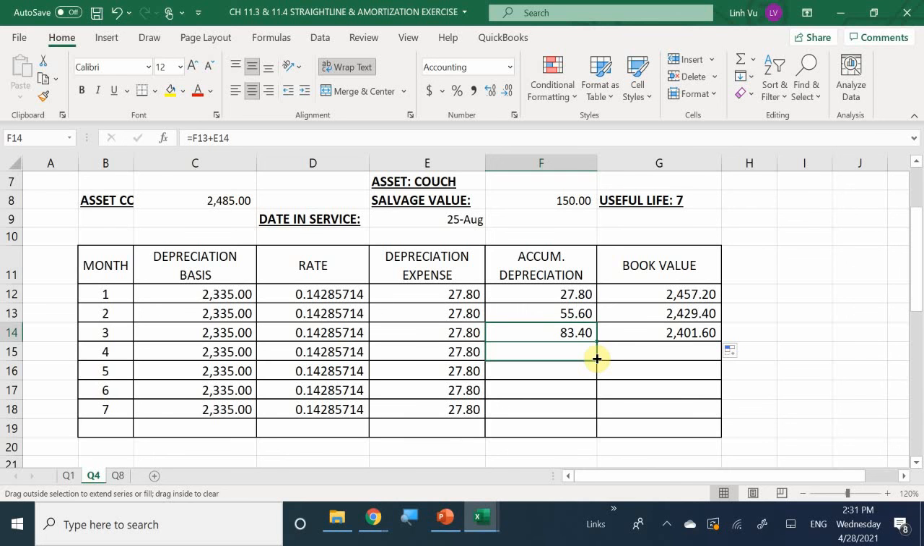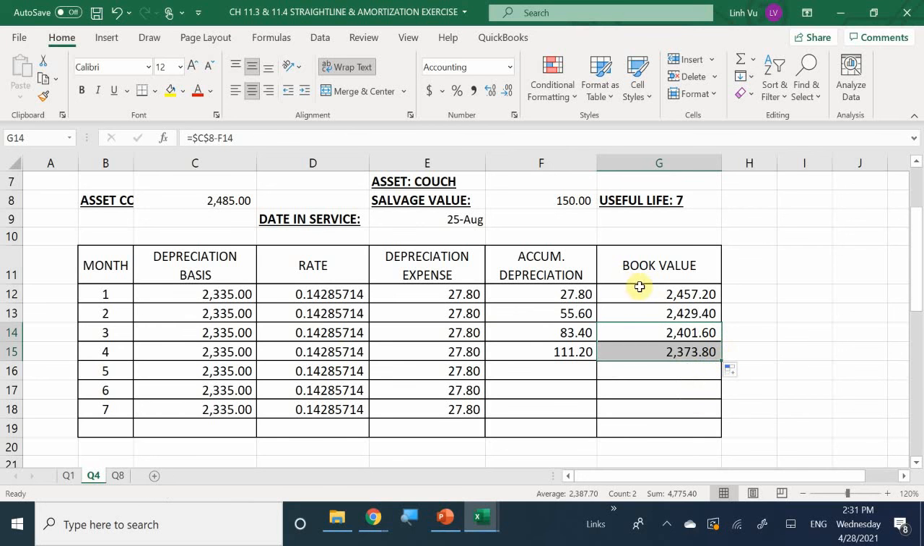Accumulated depreciation for the fourth year? Would that be the fourth month, not the year? Oh, yeah, you got me. Yes, fourth month. Correct. 111.20. So my book value at the end of the fourth month is going to be 23.73 and 80 cents.